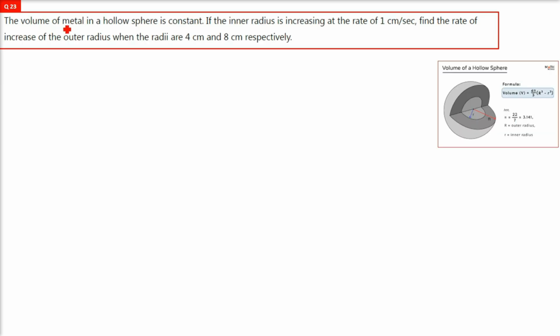The volume of a metal in a hollow sphere is constant. Hollow sphere means what? A ball with a thickness. So we will have two radiuses here, the inner radius and the outer radius. So the volume of a metal in a hollow sphere is constant if the inner radius is increasing at a rate of 1 centimeter per second. Volume is what, of a hollow sphere? It is the outer volume subtracted by the inner volume, and the volume is 4 by 3 pi r cube. If you take capital R and small r, capital R for the larger radius and r for the inner radius, the volume is 4 by 3 pi, capital R cube minus this small r cube.